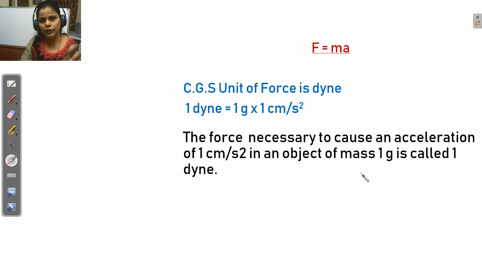In the definition of Newton, we take 1 meter per second square acceleration in an object of mass 1 kilogram. But in the definition of dyne, we just take 1 centimeter per second square acceleration, and the mass is 1 gram. So it's called 1 dyne. It's clear, students?